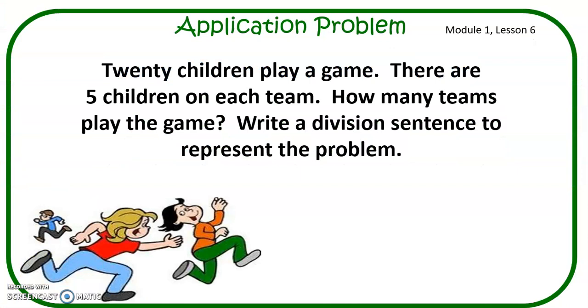Now let's look at this application problem. 20 children play a game. There are 5 children on each team. How many children play the game? 20. How many kids on each team? 5. So how many teams play the game? That will be 20 divided by 5 equals 4. So 4 children play the game. Oh, sorry, 4 teams play the game.